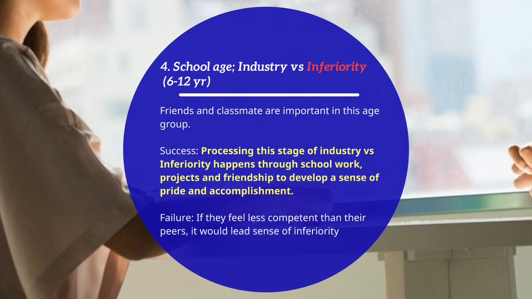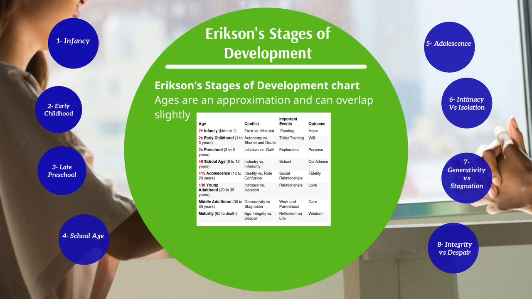If they are excluded and unable to bond with others and feel part of a community, they feel inferiority. Okay. So processing this stage of industry versus inferiority happens through schoolwork, projects, and friendships to develop a sense of pride and accomplishment. On the other hand, if they feel less competent than their peers, you know what would happen? It would lead to a sense of inferiority. Okay? Very important group. I would mark down this stage, the school age that we just mentioned, industry versus inferiority.